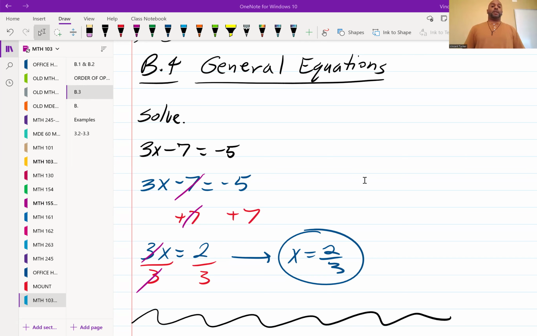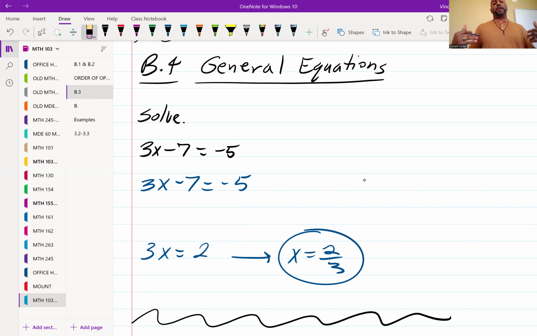We've done some of these types of problems before. I'm just going to go through them again because you can't get too much practice. I'm going to delete some of it and then walk through it. So we have 3x minus 7 equal to negative 5. Our goal, once again, when we talked about solving before, is to get our variable by itself. What we need to do is undo what's being done to that variable in order to get it alone.